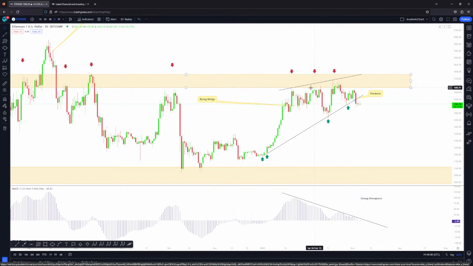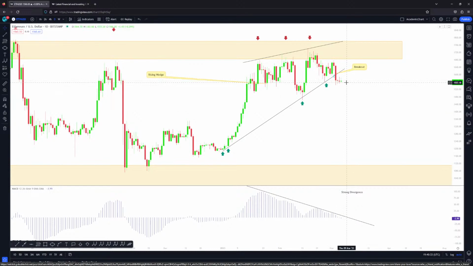So first of all, the price has reached a very strong resistance level. The second is that it has created a triple top. The third is that we have a rising wedge. The fourth is that this rising wedge has been broken and also stays below, not just a fake out, it stays below the chart. And the fifth indication is this strong divergence on MACD.